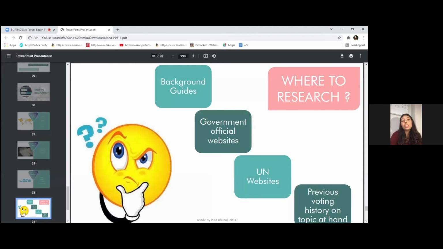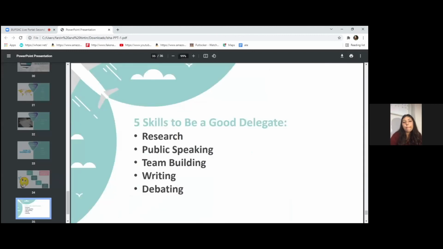So these are the places where you can research. However, if you want to do further research, then you can read research papers, you can read newspapers and cite them accordingly. So the next slide, please. So yeah, okay. So we have talked about everything. We have talked about what goes in an MUN. We have talked about your pre-research. We have talked about position paper, right?